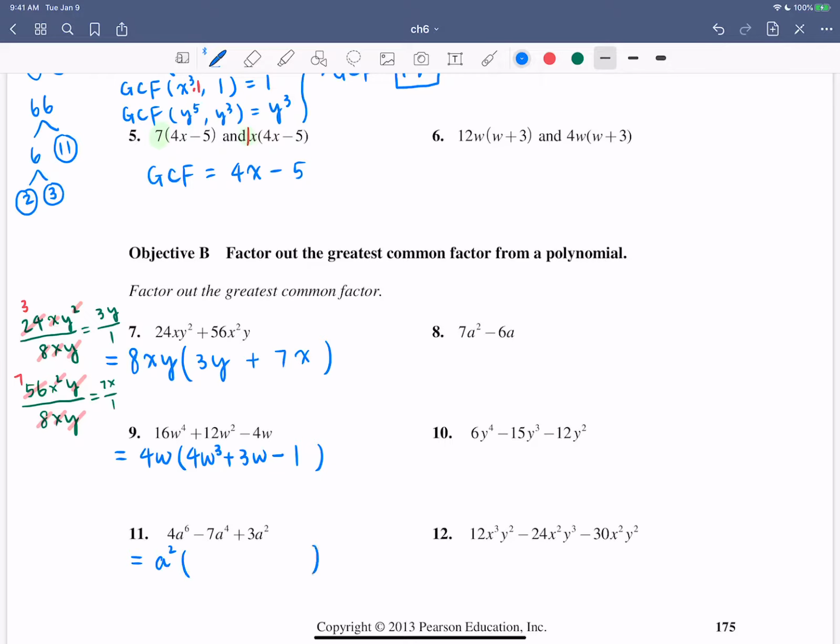And then you're going to write down what's left. So basically doing a division. 4a to the 6th divided by a squared. First of all, 4 divided by 1 is 4. And then a to the 6th divided by a squared, that's a to the 4th. Second term, negative 7 divided by 1, that's negative 7. A to the 4th divided by a squared, that's a squared. Finally, positive 3 divided by 1, that's positive 3. A squared divided by a squared, that is 1. So it's 3 times 1, which is 3. And that completes our factoring for number 11.